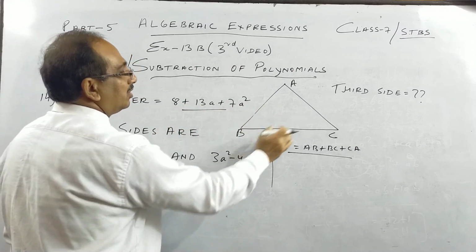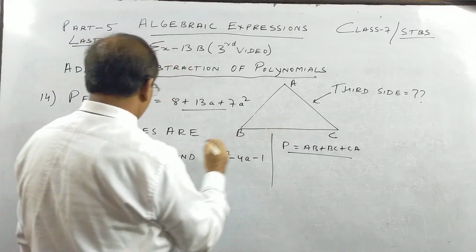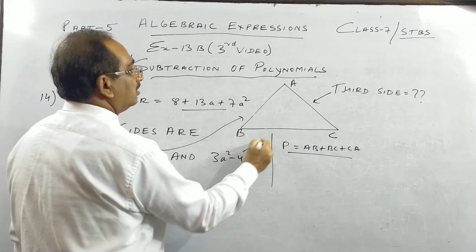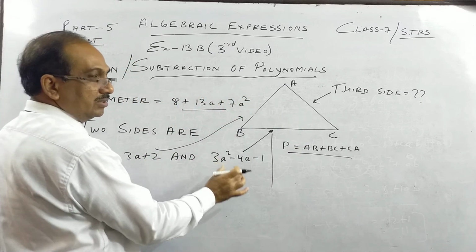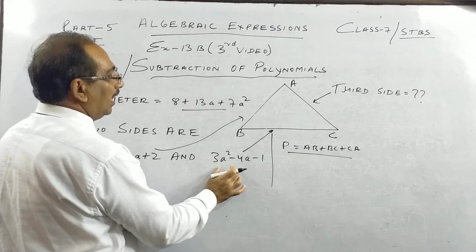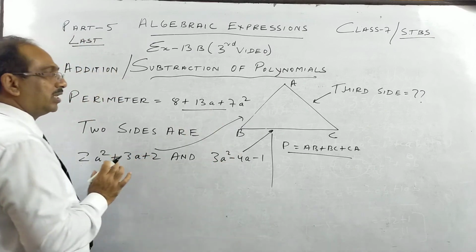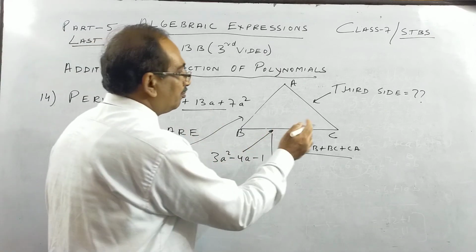Suppose AB and BC are given, and you have to find the third side. Suppose this is this side, this is this side. So the sum of the 3 sides is this, and the sum of 2 sides is this. So what we will do, we will add this, and from this we will subtract this to get the third side.